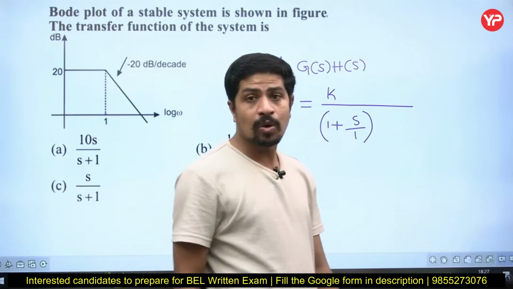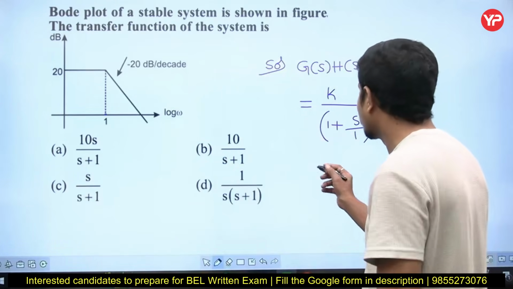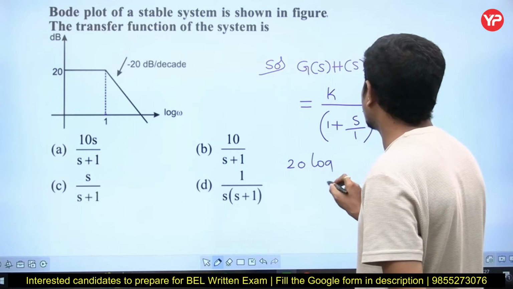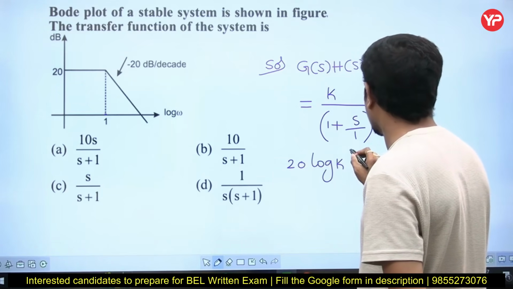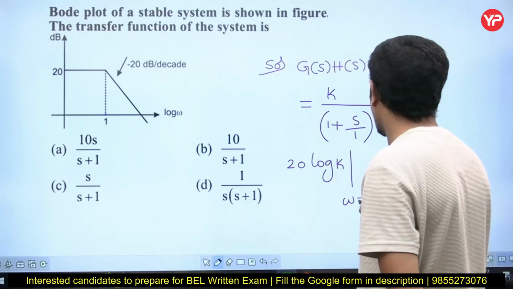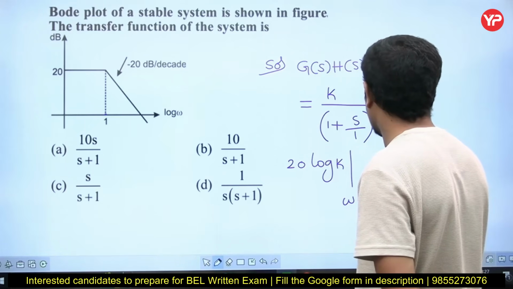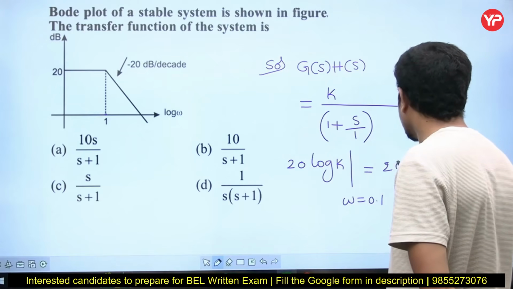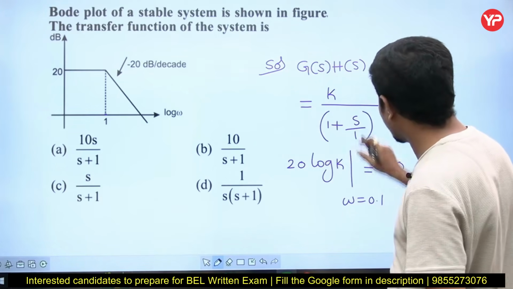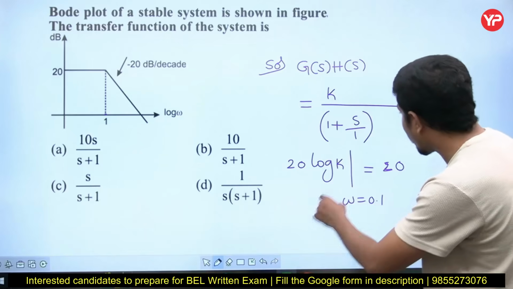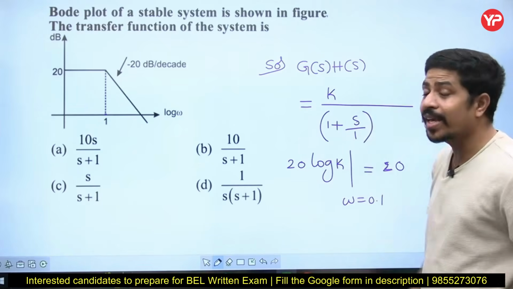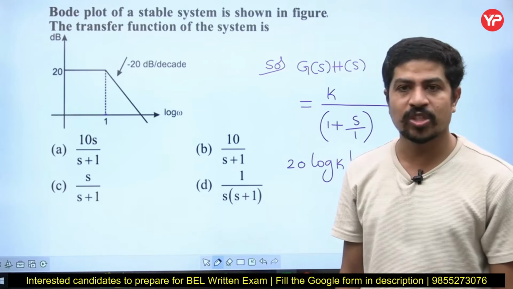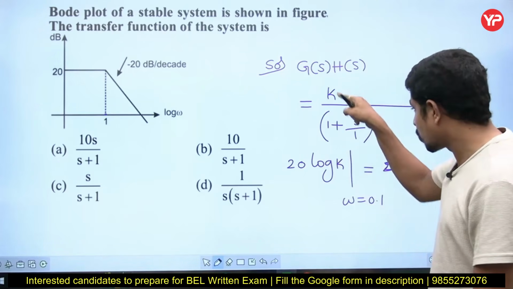But the value of K we want to know. You tell me, 20 log is the decibel value. 20 log of K at any value before 1, I'll take omega equal to 0.1. How much is it there? 20 dB. This is the magnitude of the transfer function at omega equal to 0.1. At omega equal to 0.1, the s by 1 term will not be there, because it comes into picture only after 1 according to Bode approximation. So it is K by 1, K.